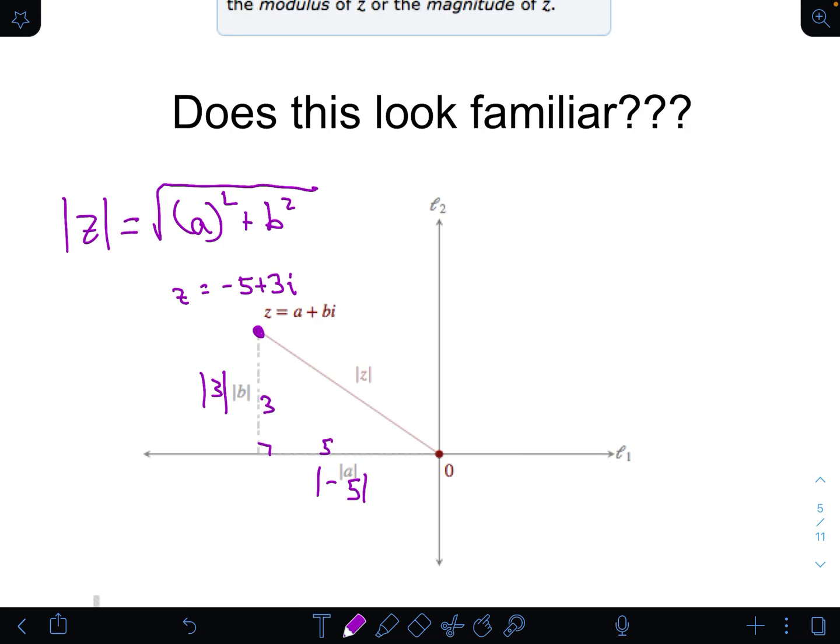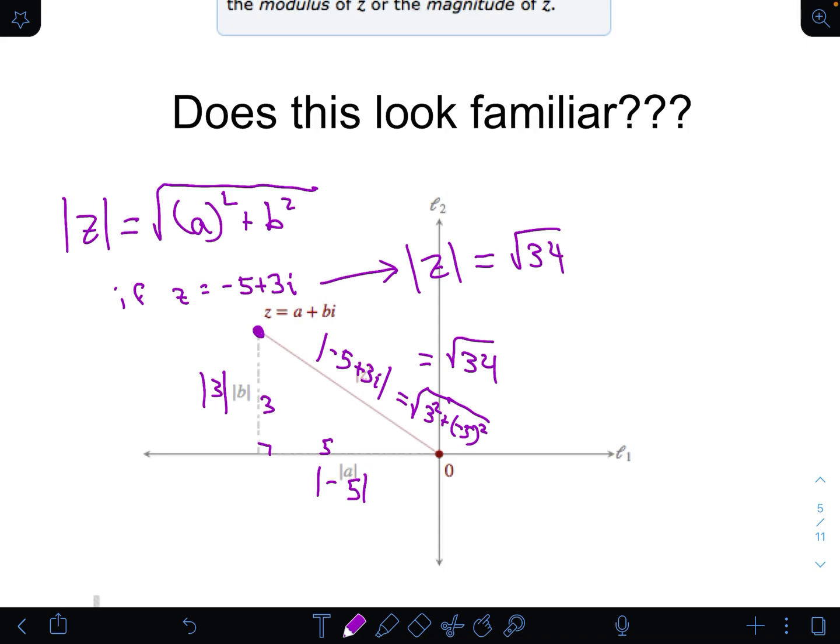So the absolute value of z is going to be, and if I'm writing this, negative 5 plus 3i, quantity squared, this is going to be the square root of 3 squared plus the negative 5 squared, and of course I almost don't need to write that. I know you know that that's going to be positive. This is going to equal the square root of 34. Got it? So if z equals negative 5 plus 3i, the absolute value of z is the square root of 34. Okay, hopefully you have that.